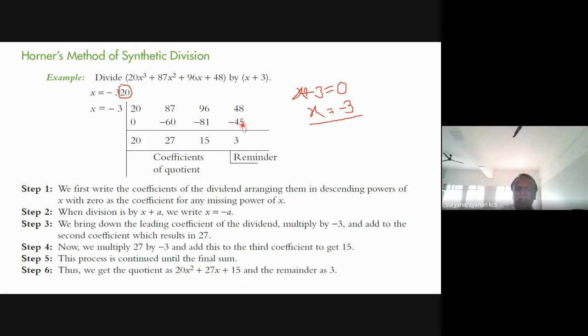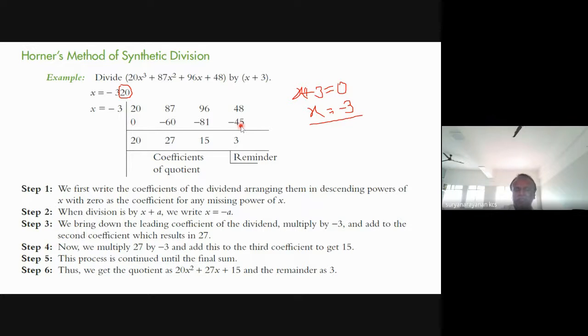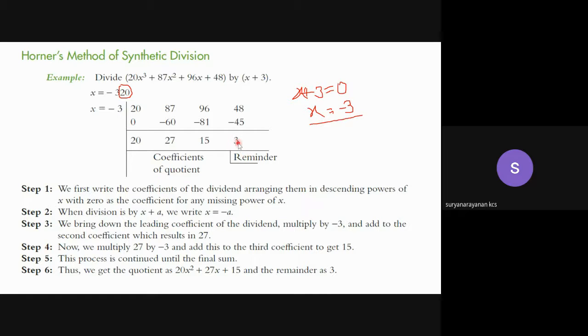48 minus 45. Tell me the answer. 3. 48 minus 45 is equal to 3. So this is the last number. Previously I told you, this last number denotes the remainder.